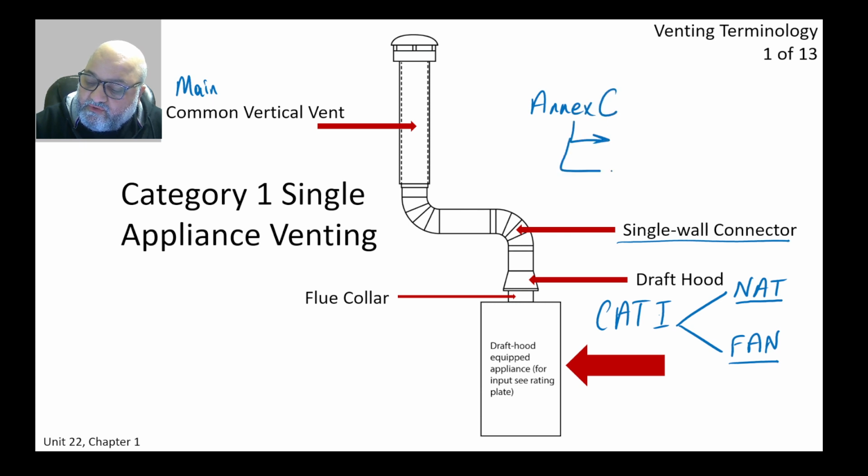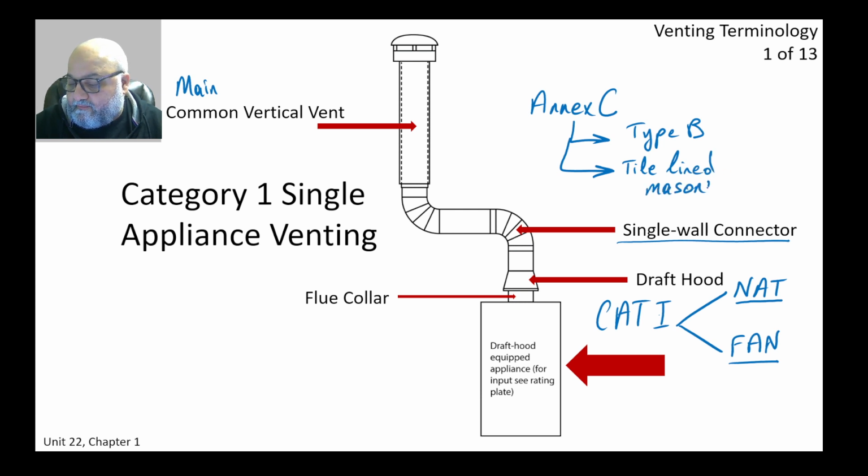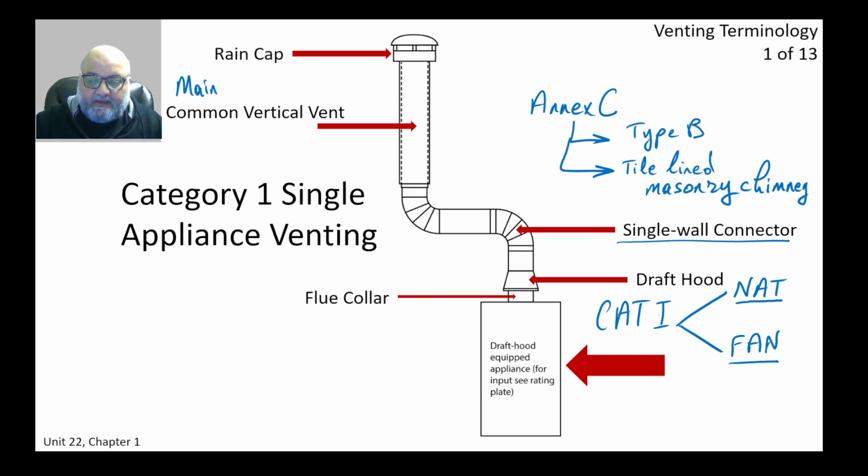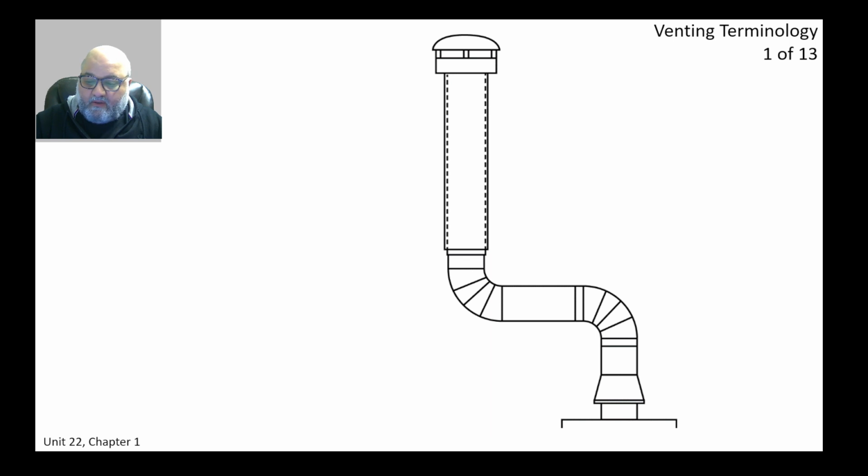In Annex C, there are only two types of common vents or main vents. It's going to be either type B, or it's going to be, I would say, a tile-lined masonry chimney. Okay, chimney. So again, there is no third option. It's either type B or a chimney. Shortly, we call it a chimney instead of a tile-lined masonry chimney. And of course, you have your rain cap that is indicating the termination of the venting system in the atmosphere. All right. And again, small details, they are very important.